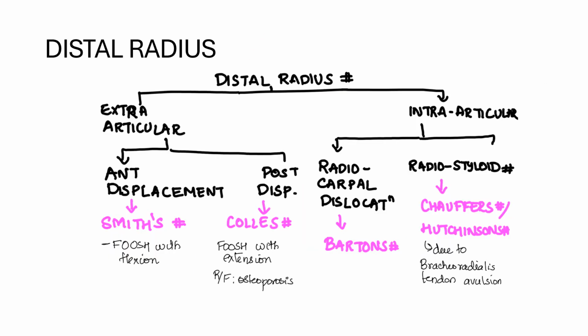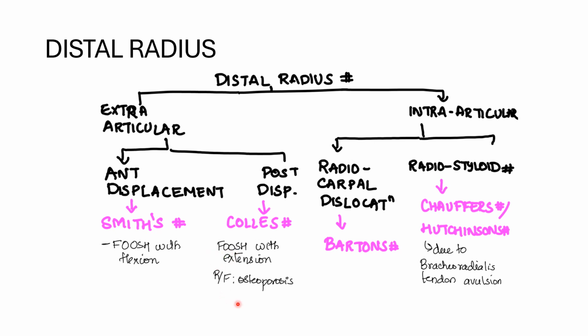The distal radius fracture can be divided into extra-articular and intra-articular fracture. Extra-articular fracture, there could be anterior displacement or posterior displacement. If there is anterior displacement, it is called Smith's fracture or reverse Colles fracture. In Smith's fracture, we have fall on outstretched hand with flexion. In posterior displacement, we call it as Colles fracture, which is fall on outstretched hand with extension.